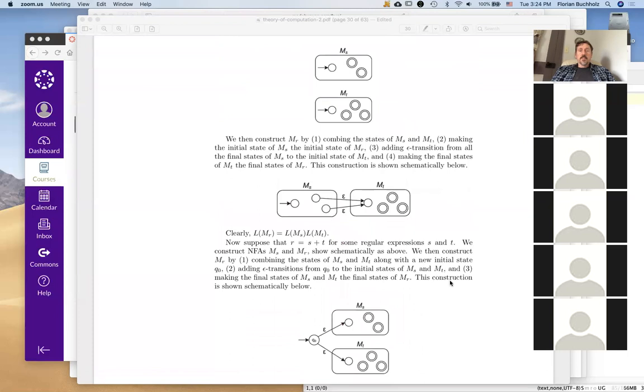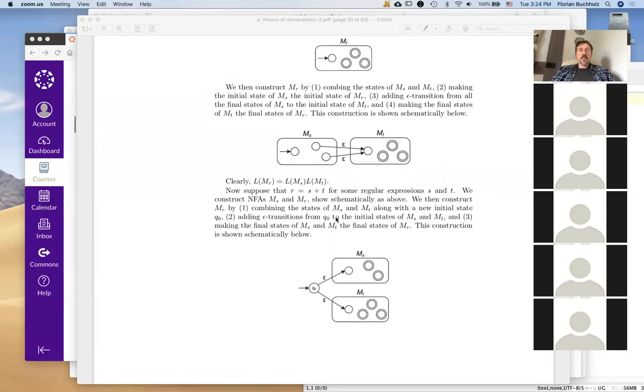And similarly, if you want to do plus, so concatenation really meant S first, then T. Plus just means either or. So what do I need to do for that?